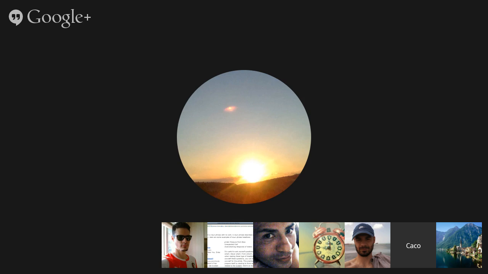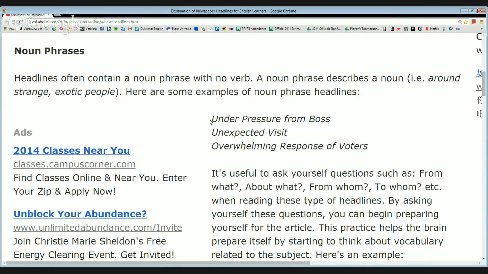Prime Minister is under pressure from boss. Okay, Prime Minister is under pressure from boss. Yeah. It's not quite a complete sentence. What if we add the article the? The Prime Minister is under pressure from his boss. Yeah, good. So now we have a complete sentence. The Prime Minister is under pressure from his boss. If we put that in a newspaper, it would take up a lot of space. Good. Who else would like to have a try with one of these?